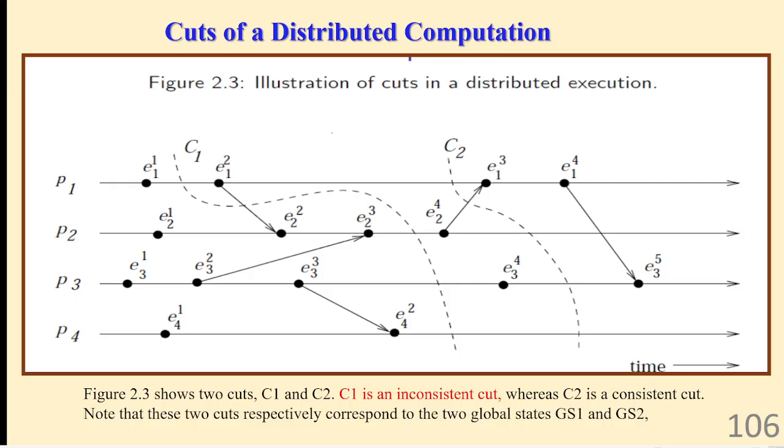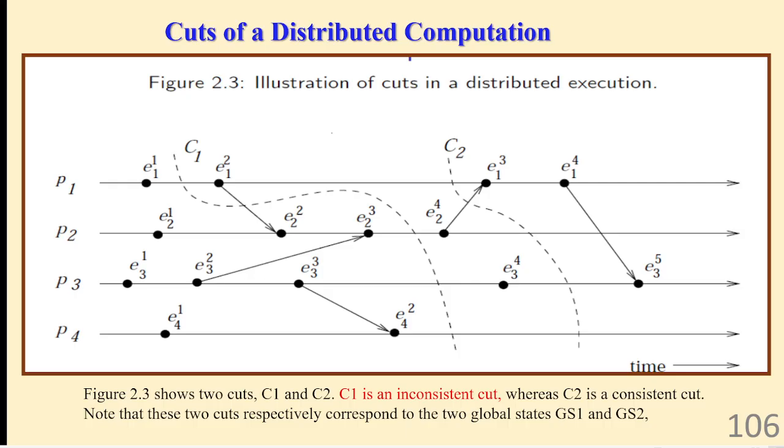Then which one is inconsistent over here? When you look at the first one, event 2 of process P1, where is it? It is on the right side, in the future. But where is it going? It is going to P2, event 2 of process P2. So from the future, it is going to the past. Is it possible to go from the future to the past? Then there would have to be some sort of time travel. It is not possible. So here we can say that C1 is an inconsistent cut.